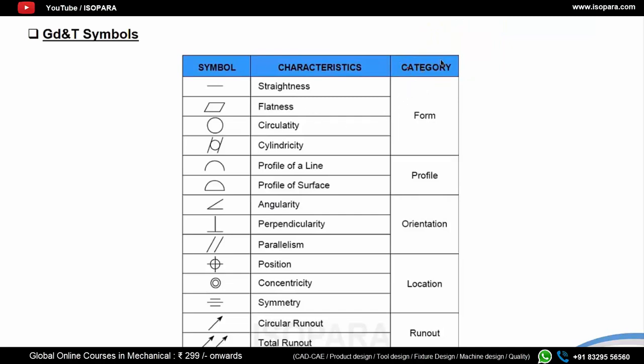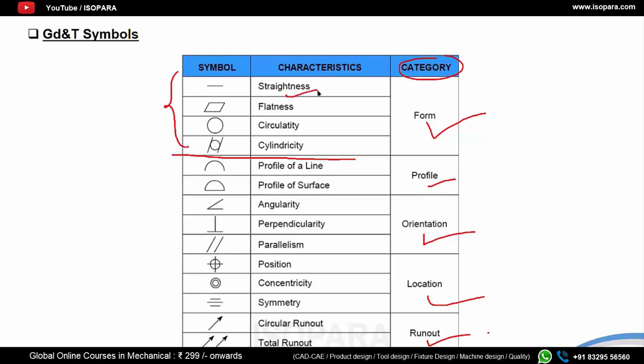we have multiple categories. The first is the form, that specifies the form of the surface or the profile that we are talking about. Then we have the profile, we have orientation between two parts or two components or two lines or two features or two sides or anything related to that particular part, or locations and runout. Okay, coming to these, let's say in form we have these four characteristics.